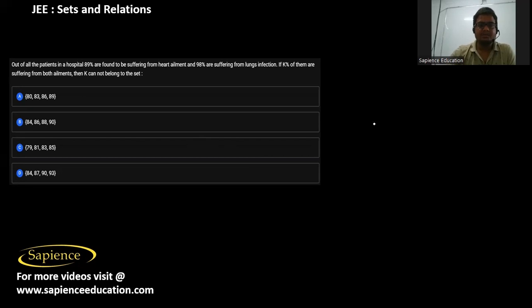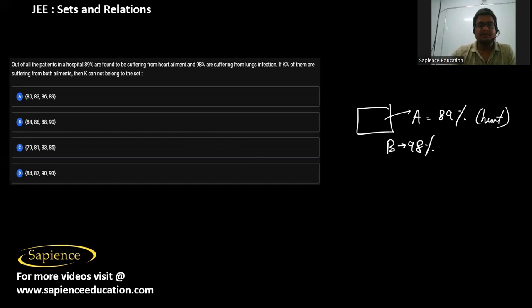Out of all the patients in a hospital, 89% are suffering from heart ailment. So let that be the set A. A is 89% suffering from heart ailment, and 98%, that is set B, are suffering from lungs infection, and k% of them are suffering from both ailments, then k cannot belong to the set. So it means that the percentage of A intersection B, those suffering from both ailments, is equal to k%.